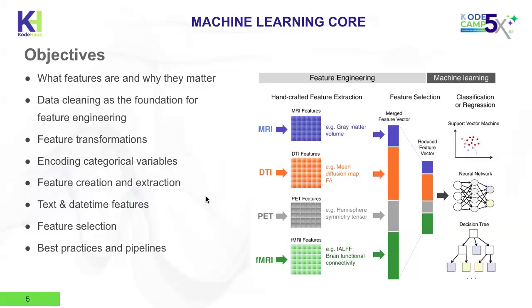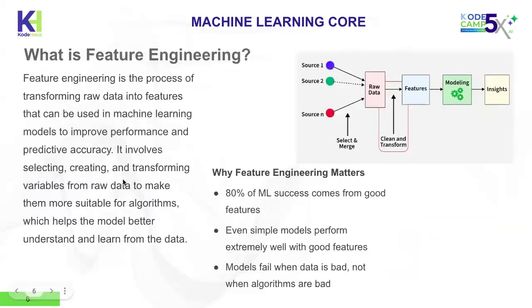Then we'll talk about the best practices and pipelines. Pipelines, we'll look at as a hands-on. Pipelines are provided to us by sklearn for us to be able to loop in our feature engineering into the training process so that you don't need to always try to remember it when you want to train your models.